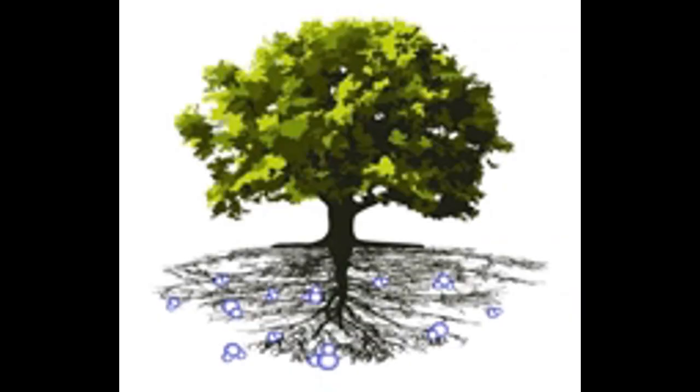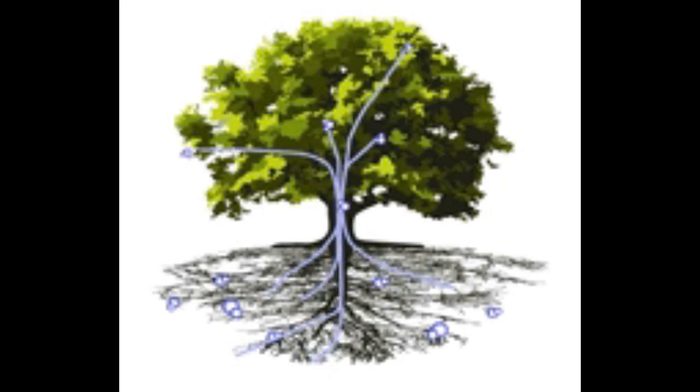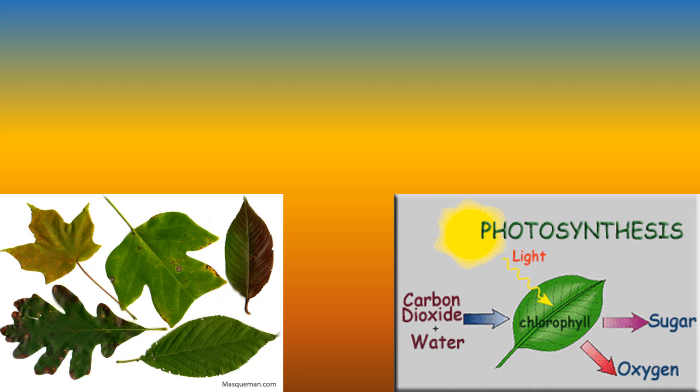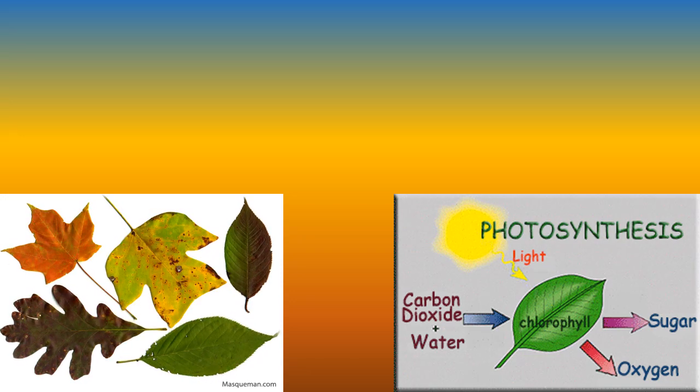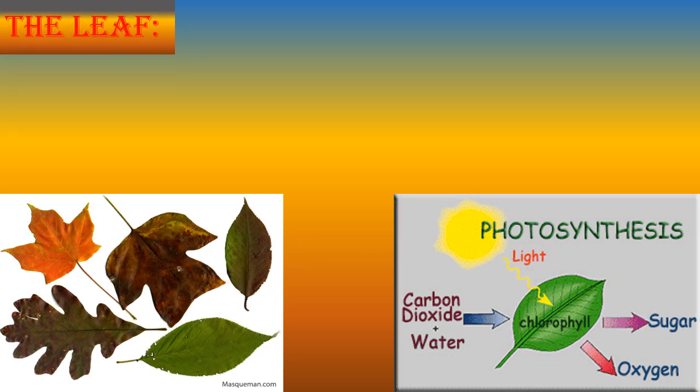So here in this animated video you can see how the stem works, how it conducts water, minerals and nutrients to all parts of the plants. So kids, as we are discussing the parts of the plants, we have discussed the roots and the stems. Now we are going to discuss the leaf.